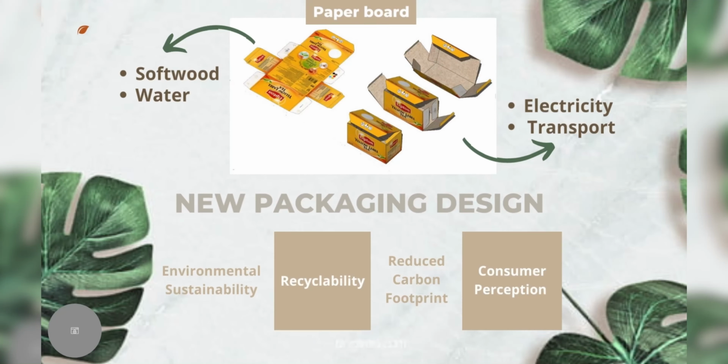So this is our new packaging design for Lipton tea. We have made significant improvements to enhance its sustainability and reduce its environmental impact. Okay, firstly, we have transitioned to using softwood as the primary raw material. Softwood is from responsibly managed forests or made from recycled materials. This change helps us reduce our impact on deforestation and promotes responsible resource management.